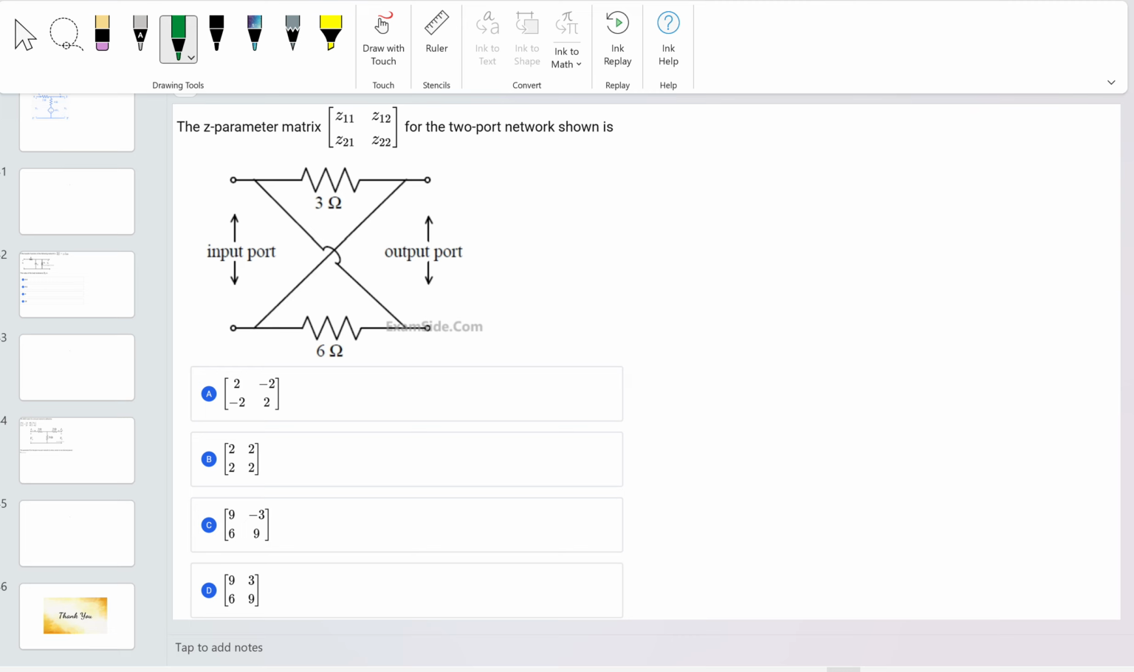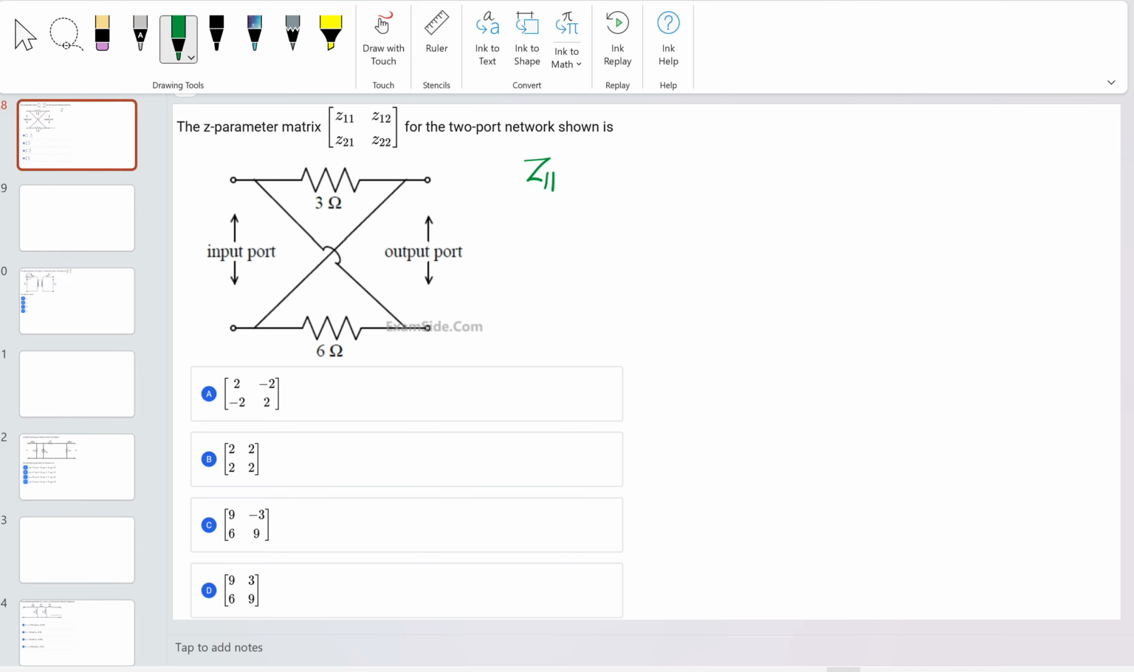Okay, let's go step by step and try to verify whether it is correct or not. Let's first see the Z1 one. What is the basic definition of Z1? Z11 is V1 by I1 at V2 equal to 0, because V1 is basically Z11 I1 plus Z12 I2.